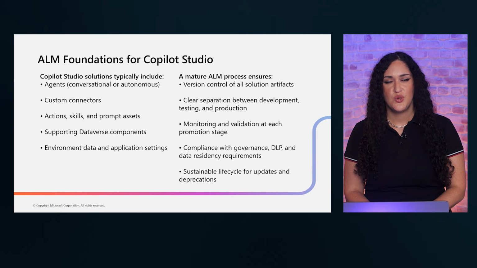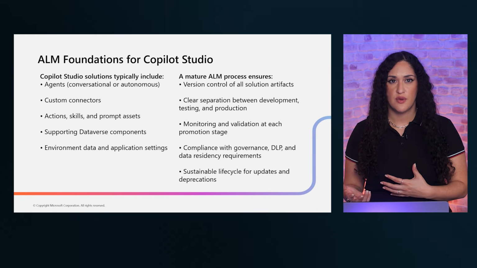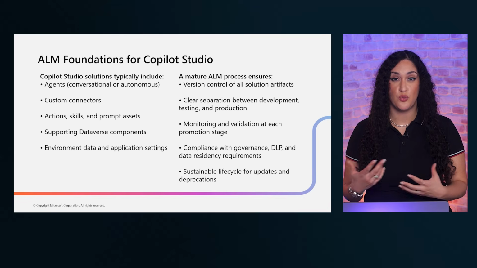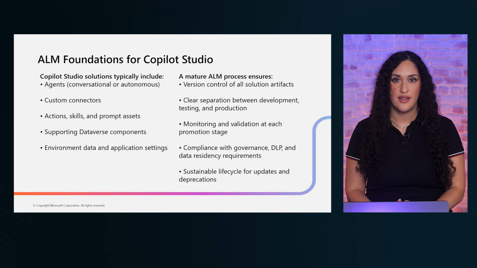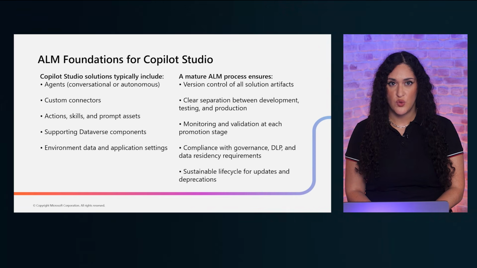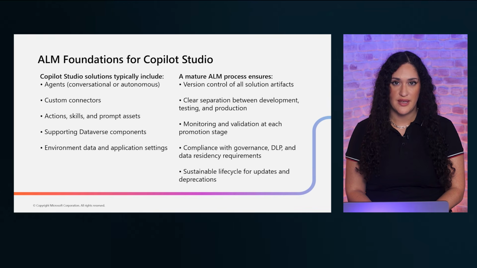Let's look at what a Copilot Studio solution typically includes. Agents that can be conversational or autonomous, custom connectors, actions, skills, prompt assets, supporting Dataverse components, and environment data with application settings. A mature ALM process ensures version control of all these artifacts, clear separation between development, testing, and production, monitoring and validation at each promotion stage, compliance with governance, DLP, and data residency requirements, and a sustainable lifecycle for updates and deprecations. Think of each of these components as a managed artifact that must be tracked, versioned, and governed throughout its lifecycle.